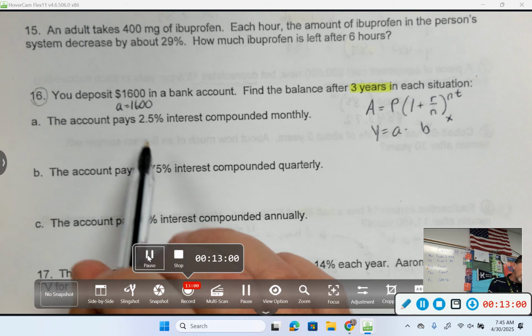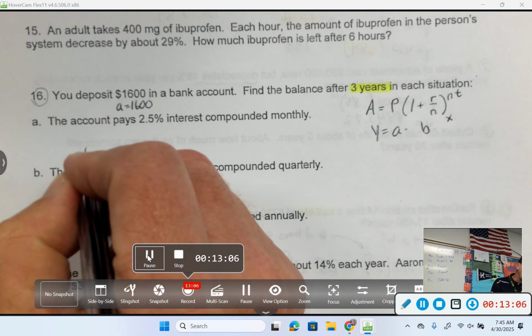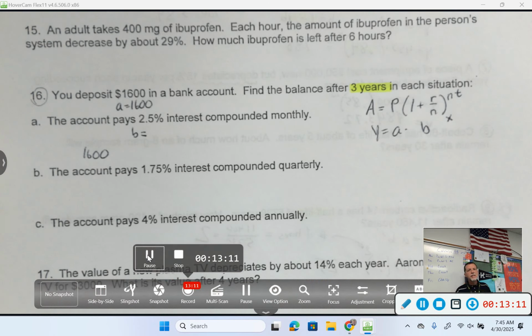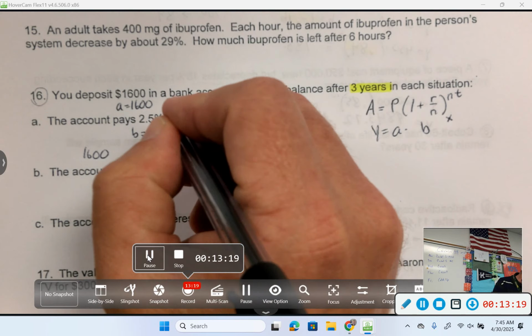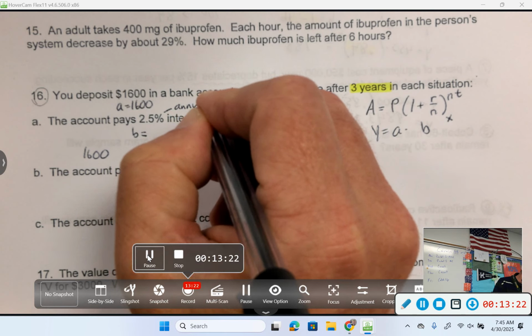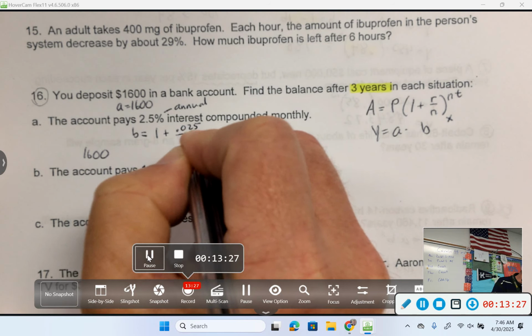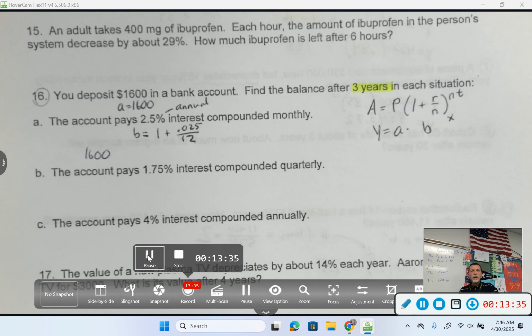Part A. The account pays 2.5% interest compounded monthly. Okay, so we know we're starting with 1,600. What's B going to be? What's our multiplier going to be? Oh, this is where things get a little bit tricky. Well, that 2.5% is always an annual interest rate. So if we want it per month, we have to divide by 12. That's the R over N part. So 1 plus 0.025 over 12. This is all going to head to the calculator soon enough.